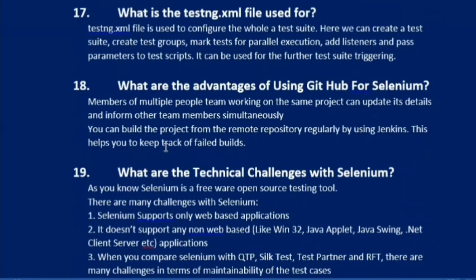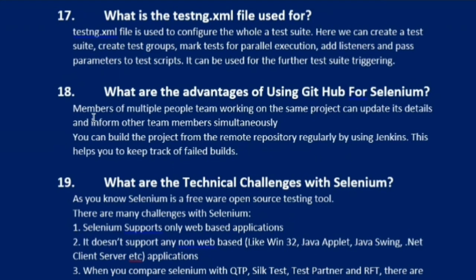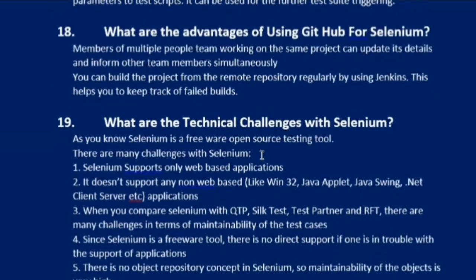Next question is, what are the advantages of using GitHub for Selenium? In general, in a project, multiple people are working in a team on the same project. Everyone is doing their own task and updating their code. They can update their details and inform other team members simultaneously by using GitHub. So you can build the project from the remote repository regularly by using Jenkins. This helps you keep track of failed builds.